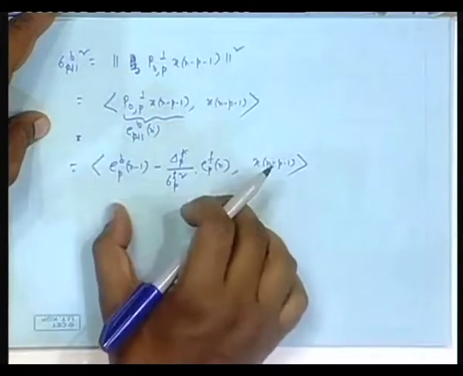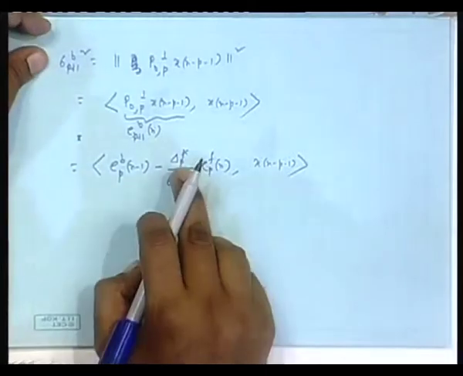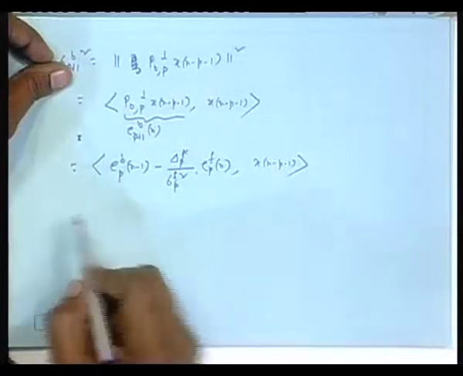I am just replacing this by that lattice recursion, lower branch. I had delta p star there, and then these two inner products.